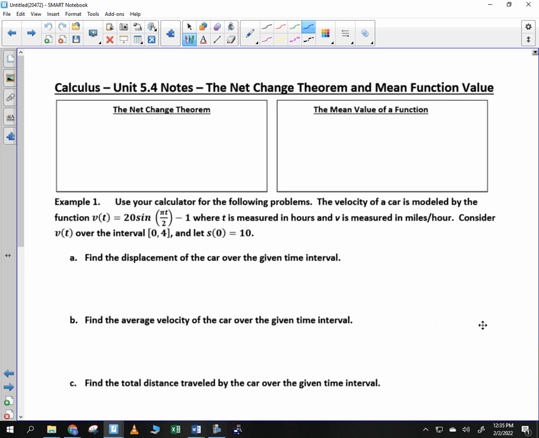We're going to pick up with where we left off. Again, the net change theorem is that displacement is equal to the integral from a to b of v of t dt. And do you remember what we said is true about distance? Yeah, good. It's the integral from a to b of the absolute value of v of t dt.